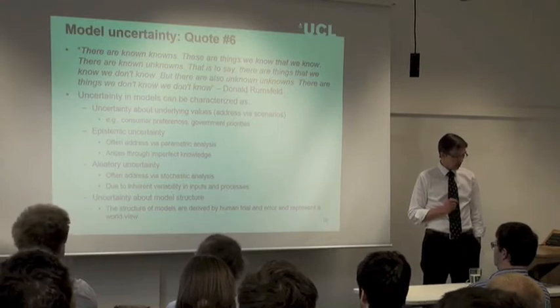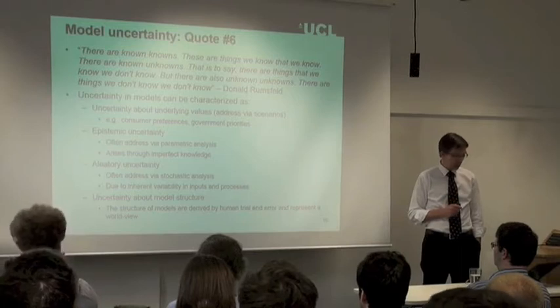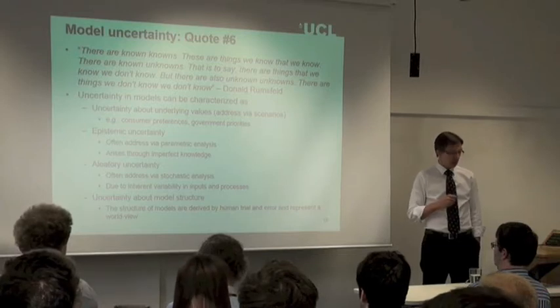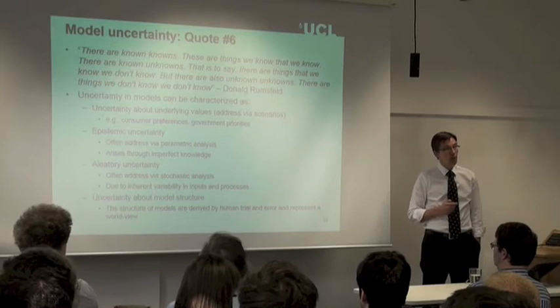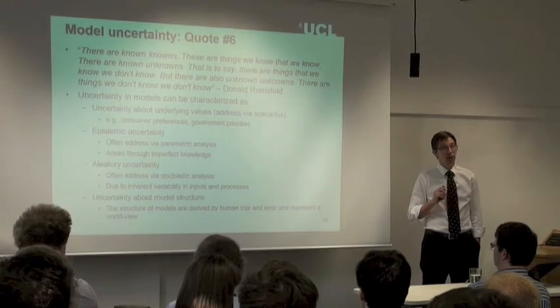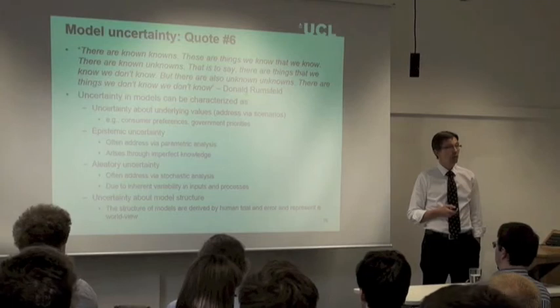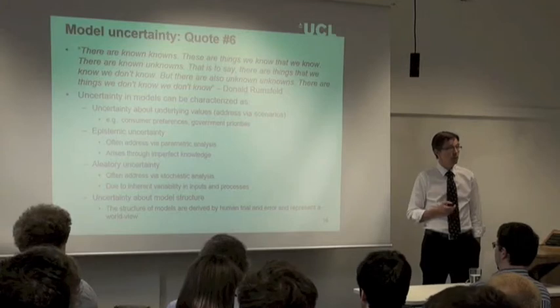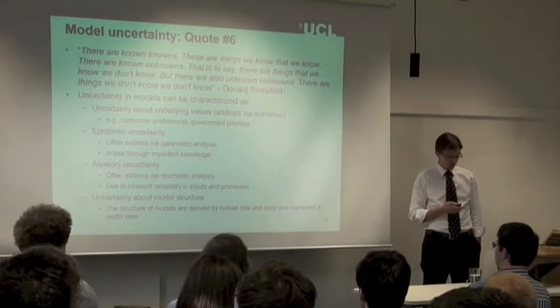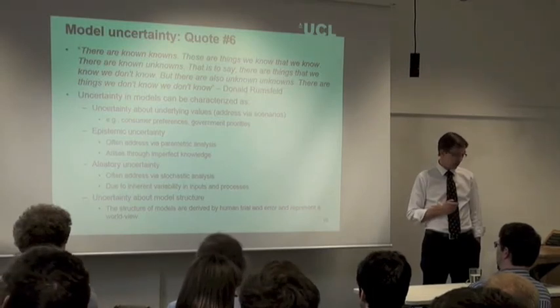Certainly when you think about uncertainty in models, you can characterize them as being uncertainty about underlying values. Now, underlying values, whether they're changes in consumer preferences or government priorities, are extremely difficult to model. A good example is the sea change in attitude towards homosexuality. When I was growing up, homosexuality was considered wrong, it was the butt of jokes, homosexuals were prejudiced against, they still are, but over the last 10 years that has changed remarkably. And you can think of a whole bunch of other social changes. So those are actually quite difficult to model.